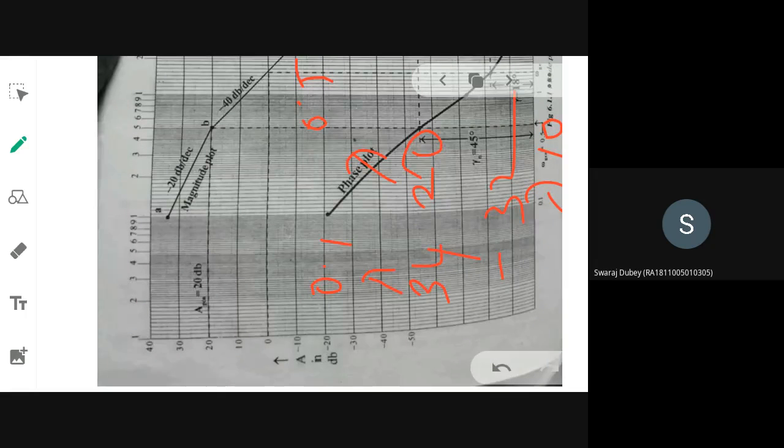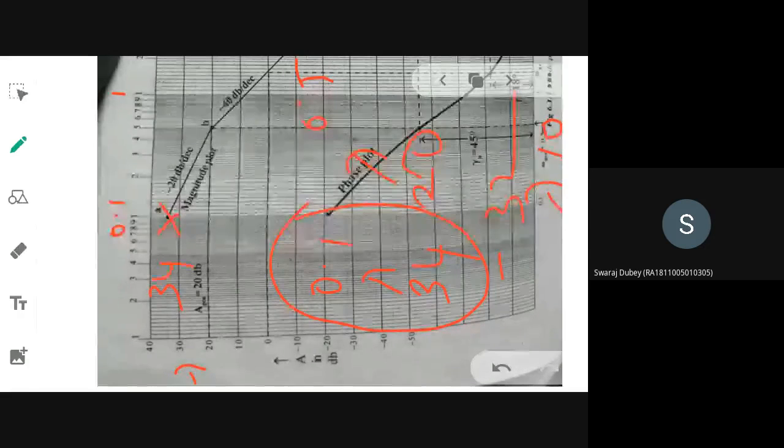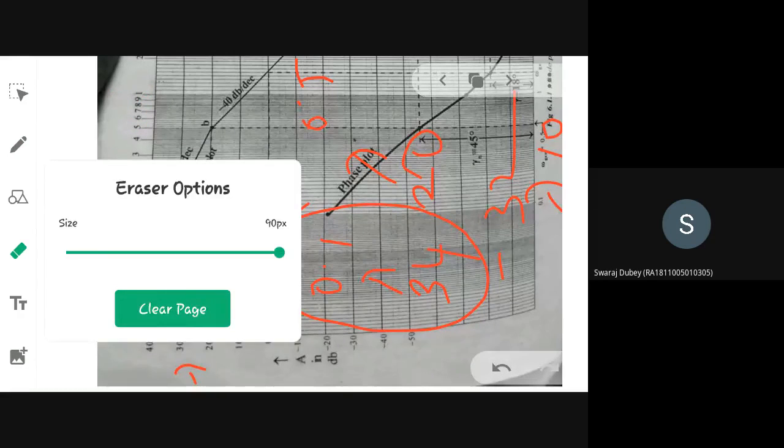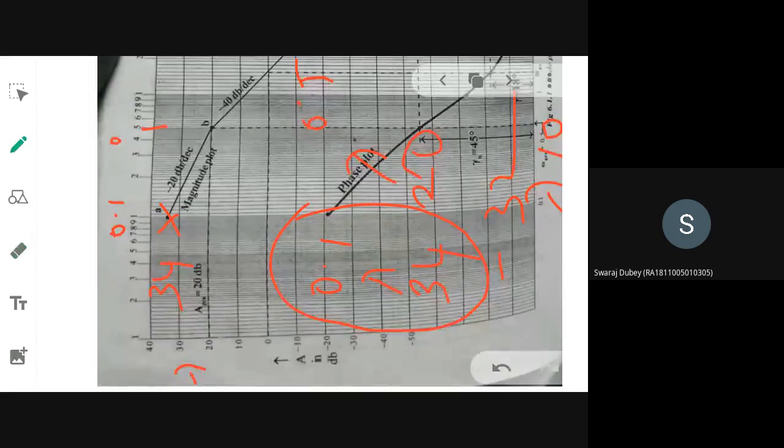For 0.1, 34. Let us assume this is my 0.1, this is my 1 radian per second, and it will go on. At 0.1 you can see this is a 30 marker. So this is my point, where the gain is 34 dB. Next comes 0.5, where the gain is 20. So here I am marking 20.